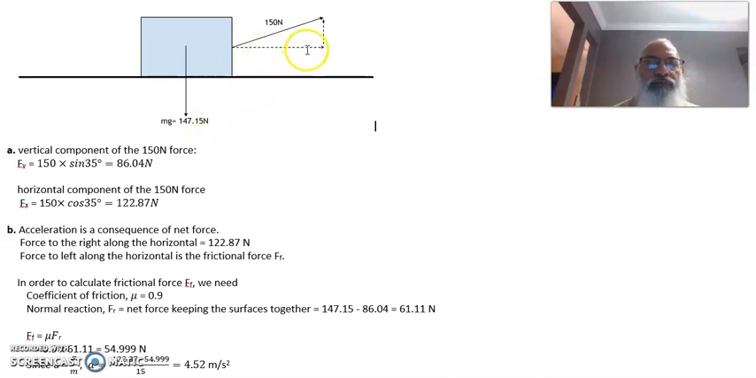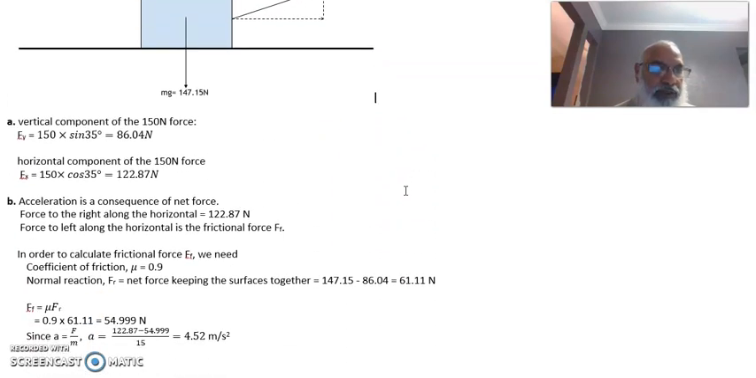All right. So for the first part, like I said, it's pretty straightforward. Fy is 150 times sine 35, which comes out to 86.04 newtons. And then the horizontal component Fx works out to 150 times cosine of 35, which is 122.87 newtons. So that's part A, and that's, like I said, pretty straightforward. But these values will have to be applied to part B. So let's see what part B is. Let me keep the diagram here.